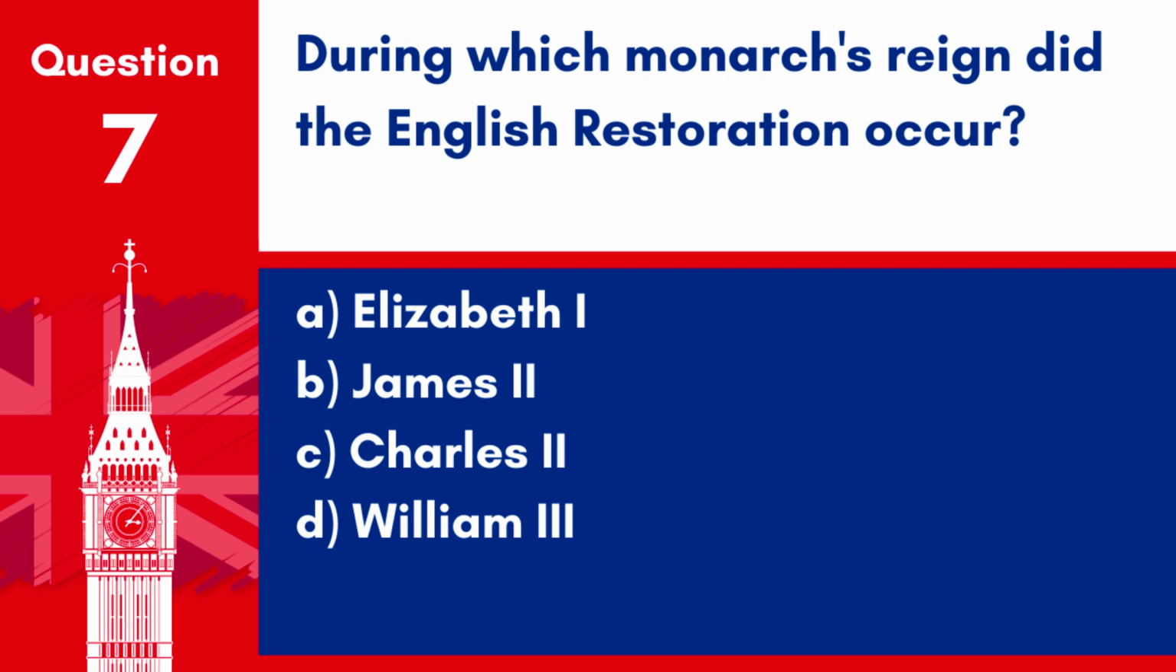Question 7. During which monarch's reign did the English Restoration occur? A. Elizabeth I, B. James II, C. Charles II, D. William III. Answer: C. Charles II. The English Restoration refers to the period when Charles II was restored to the throne of England in 1660, marking the end of the Commonwealth period led by Oliver Cromwell.